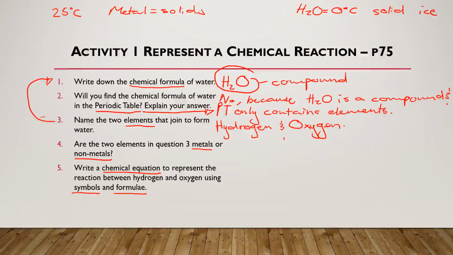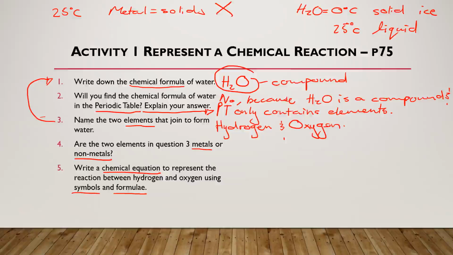But we know that at 25 degrees Celsius, water is a liquid. And that means it's not a solid. Obviously, it's one of the phases and it's a liquid then, and we just call that normal water, okay? So it's definitely not a metal because it's not a solid at 25 degrees Celsius.